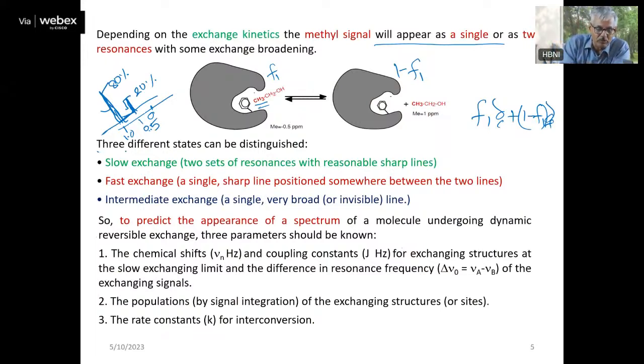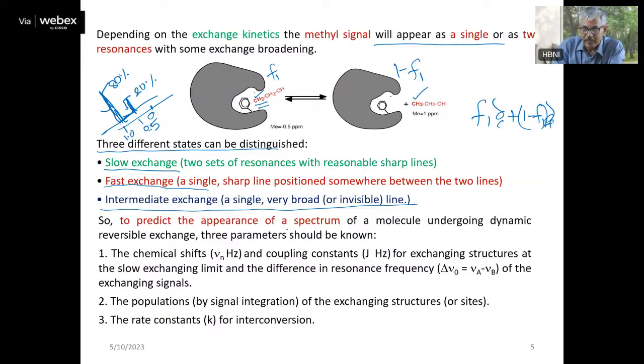So now you have three possibilities. One is slow exchange, where you get two sets of resonances with reasonably sharp lines. Another is fast exchange, where you get only one signal, which is again the average of the two, weighted by their relative ratios. And there is a possibility of intermediate exchange, where you get a single, very broad line. Sometimes you may not be able to see it because it is so broad that it remains in the baseline.